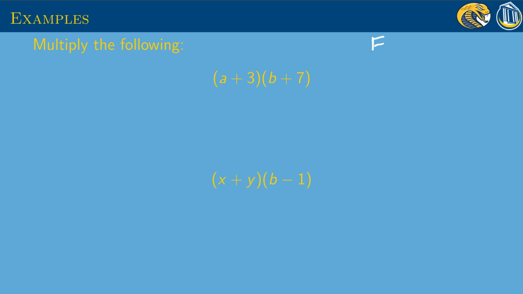Remember, FOIL tells us we're going to multiply the first two terms, that'll be a times b, plus the outer two terms, that'll be a and 7, I'll write that as 7a, plus the inner two terms, that'll be 3b, plus the last two terms, that'll be 3 times 7 is 21. We'll notice that if we use the distributive property twice, we end up getting the exact same answer. But this one is less work.